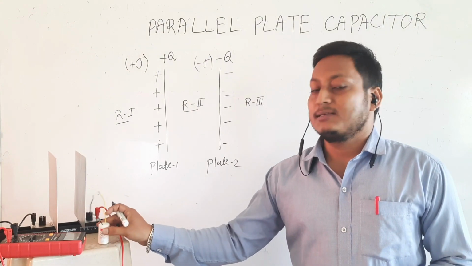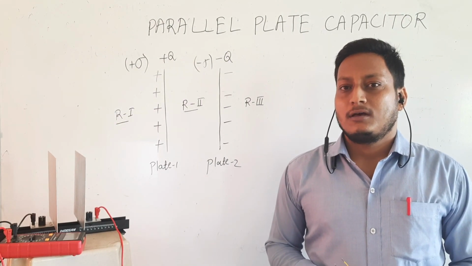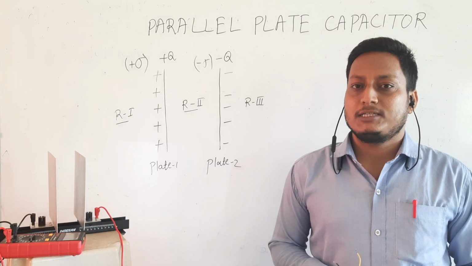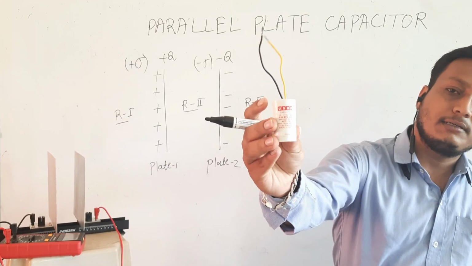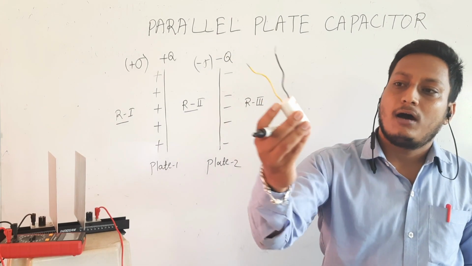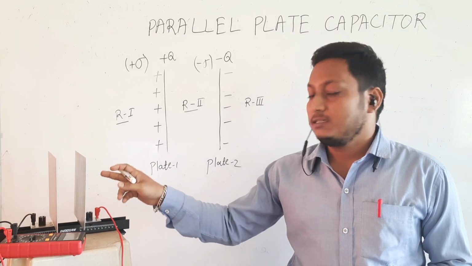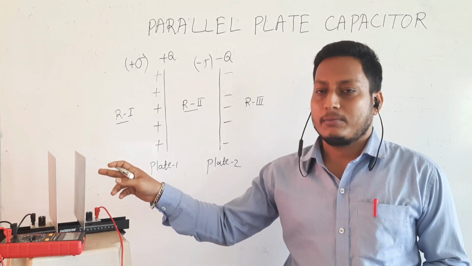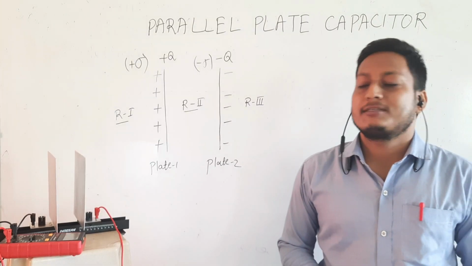The capacitor is simply a combination of two conductors which can store or accumulate charge. So this is a capacitor. You can see this is a capacitor used in your fans, and this is also a sample of a capacitor. And this type of capacitor is a parallel plate capacitor. For this, we are going to find out the capacitance.